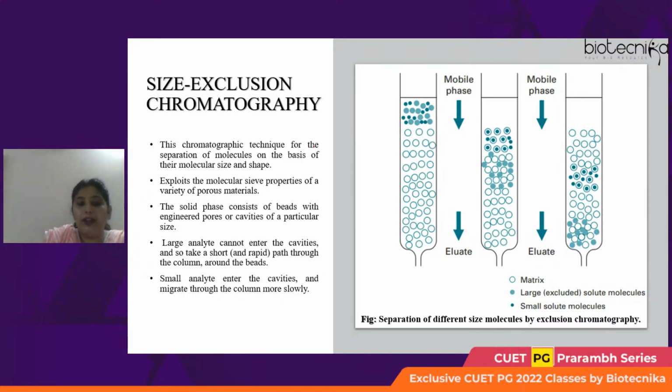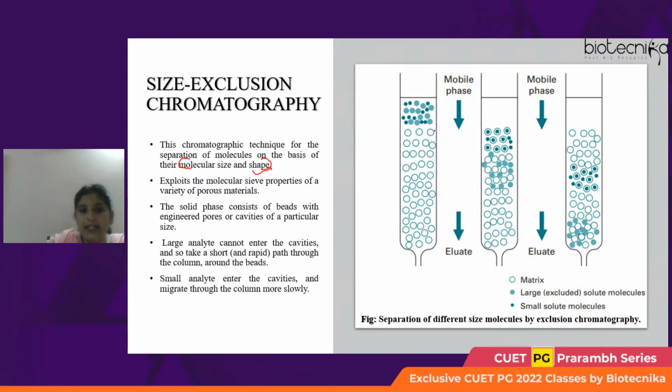So this chromatography technique is for the separation of molecules on the basis of molecular size and shape. When your aim of study is to separate molecules on the basis of their molecular size and shape, in that case you will use size exclusion chromatography. If you have molecules in the mixture which are charged, then you will use ion exchange chromatography. So always remember the keyword here is size and shape. For every chromatography you can make your own keywords. So for size exclusion it is size and shape.